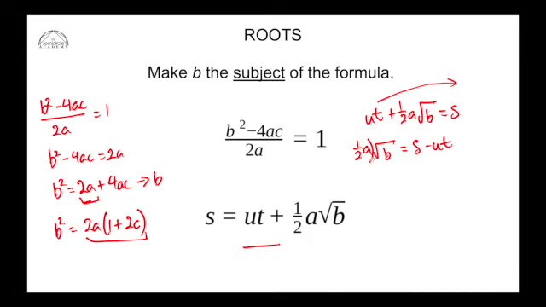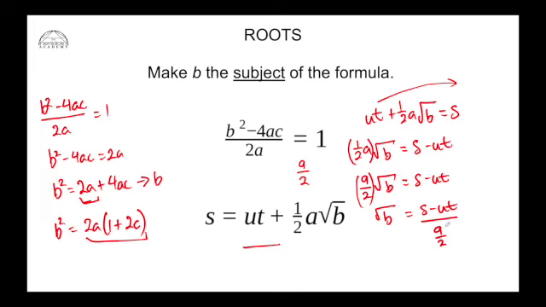Now, I'm going to treat this as a single unit. This here is not 2A. This here is actually A on 2. Yeah, I could treat it like that. So I could treat it like A on 2 root B is equal to S minus UT. And now this A on 2 is being multiplied. So when I remove it, it's going to be divided by A on 2. You understand that?